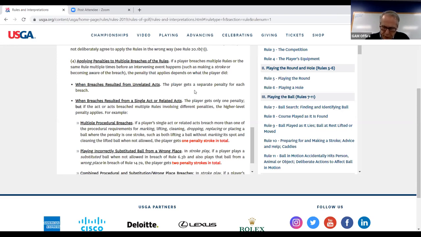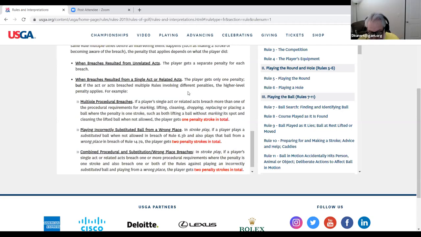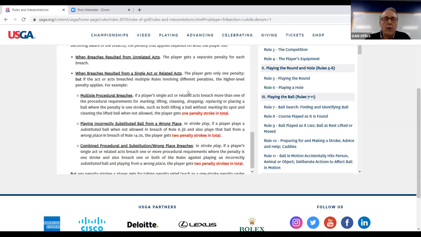Now, if you get multiple procedural breaches, for example, a player lifts his ball without marking it and also cleans it, that's a multiple procedural breach, but the player is only going to get one total penalty stroke. In stroke play, if a player plays a substituted ball when not allowed and also plays that ball from a wrong place in breach of rule 14.7a, that player is going to get a total of two penalty strokes.